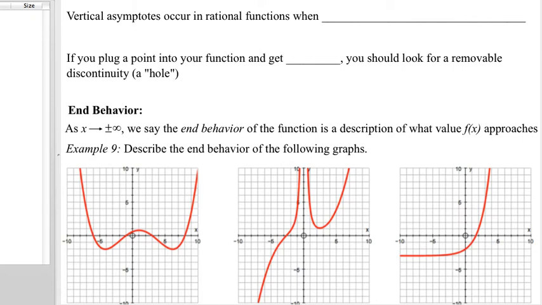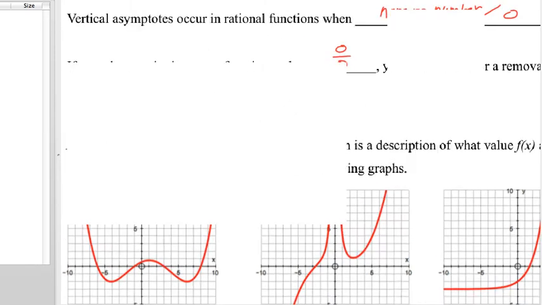So let's take a look at what's going on here. Vertical asymptotes occur in rational functions whenever we have a non-zero number over 0. But if we get 0 over 0, that's when we get a removable discontinuity called a hole.